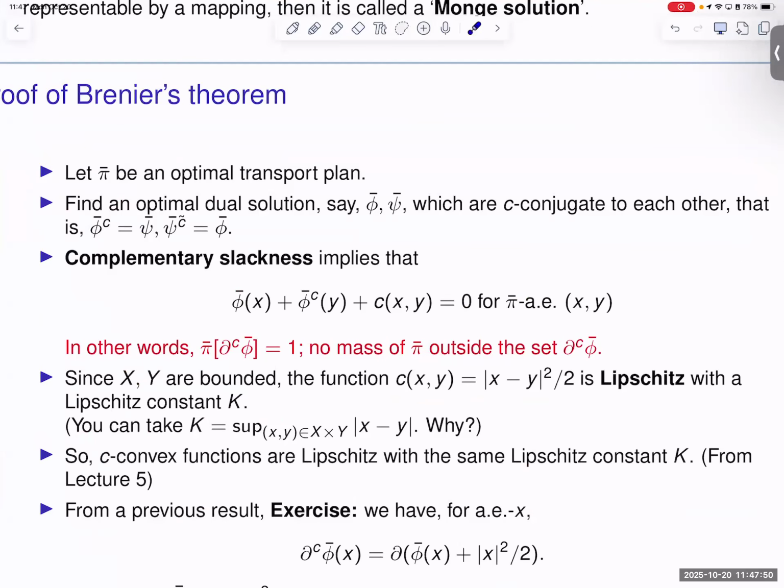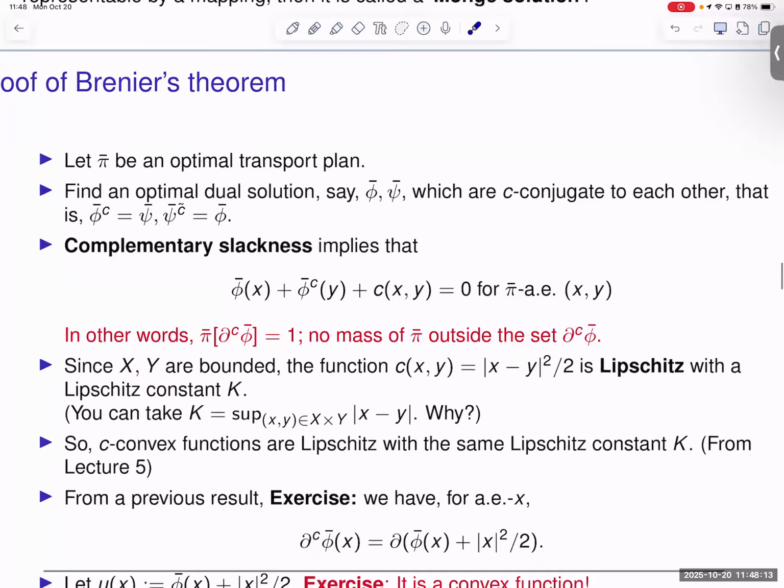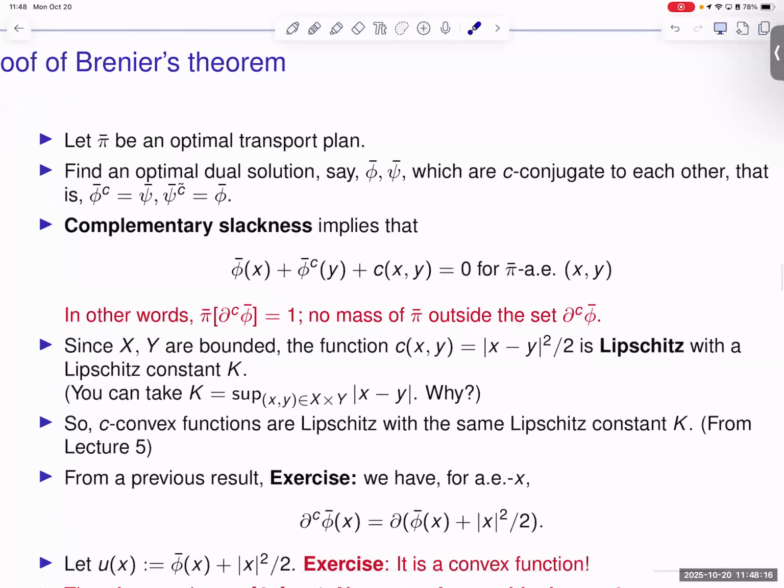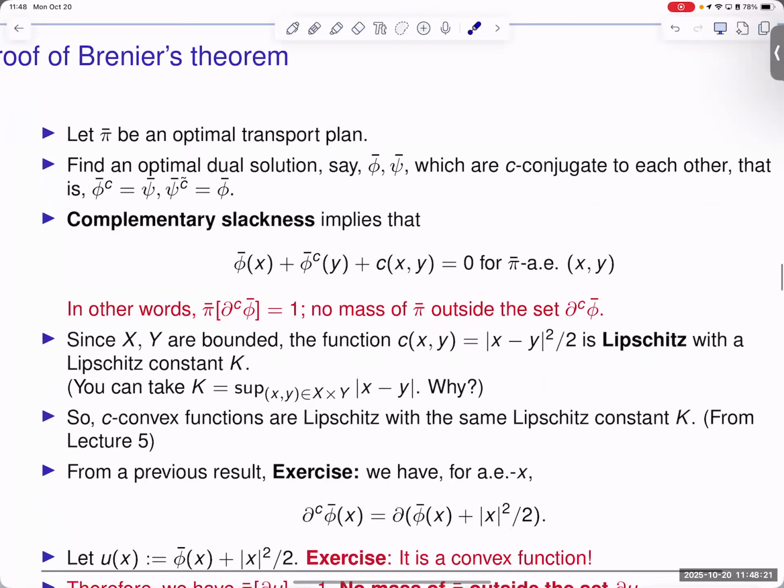And complementary slackness says the primal solution, the optimal transport plan pi bar, is supported only where the dual constraint is saturated for the dual optimal solutions. A minor but important thing is that our domains are bounded, so the source domain and target domain are bounded.